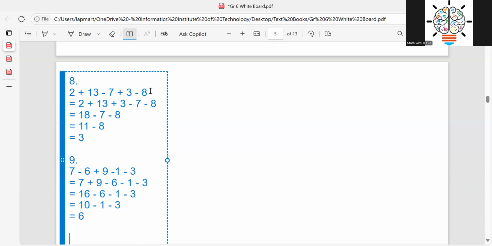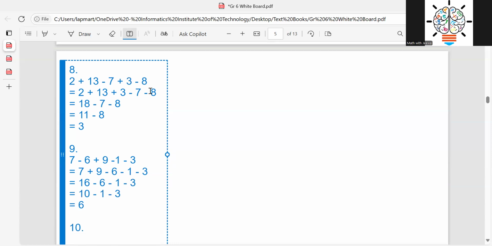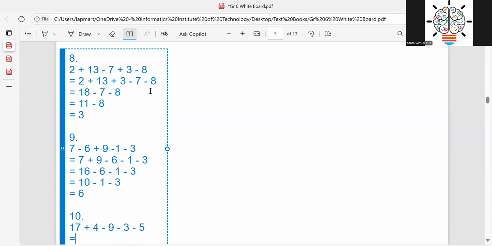So then we will move to question number 10, right? Question number 10, we have 17 and then 4, and then, sorry, we have 9, and then you have 3, then you have 5. So what I do, 17 plus 4, this time you don't want to do anything. So that is 21. From 21 you deduct 9, and from that you deduct 3 and you deduct 5.